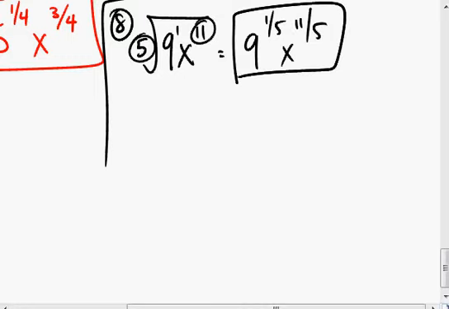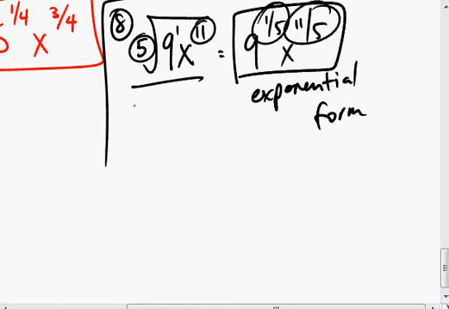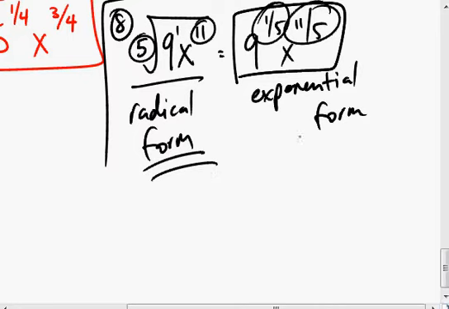So that's a basic idea of converting from rational exponent form into radical form and back and forth. Again, call this exponential form because it's written with exponents. This here, you call radical form. Once you're good at converting those, you should work on how to simplify.